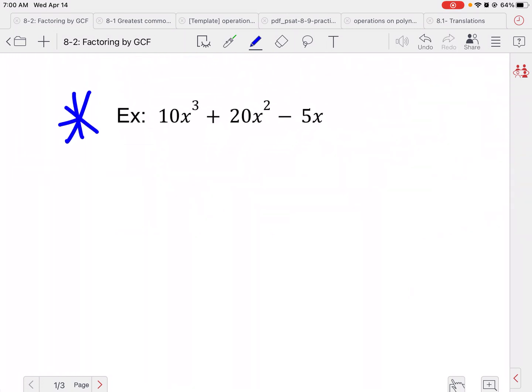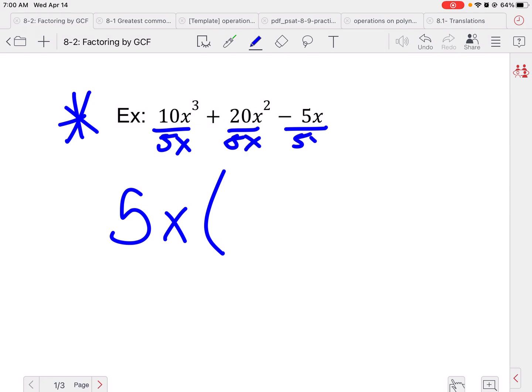Go ahead, why don't you try this one? So I'm looking at my 3 terms here, and I see that my coefficients are 10, 20, and 5. So I can pull a 5 out of all of those terms. I also see that we have an x in every term. Again, if this had been an x squared here, we would have pulled out an x squared, because that would have been the lowest exponent like we talked about yesterday. And so if I divide each piece by 5x, well, 10 divided by 5 is 2. X cubed divided by x is x squared. Plus 20 divided by 5 is 4. X squared divided by x is x. And then 5x divided by 5x is 1.